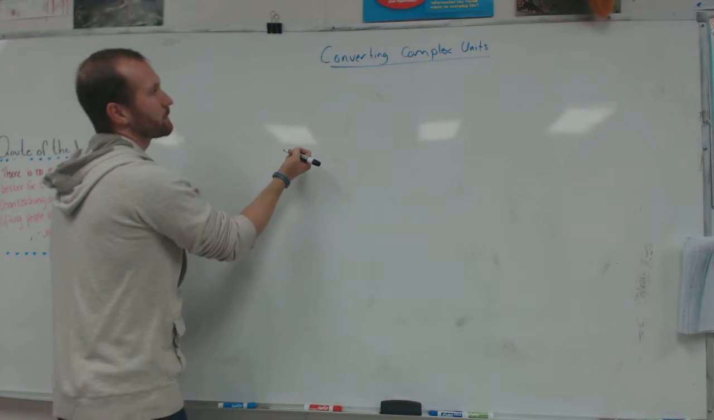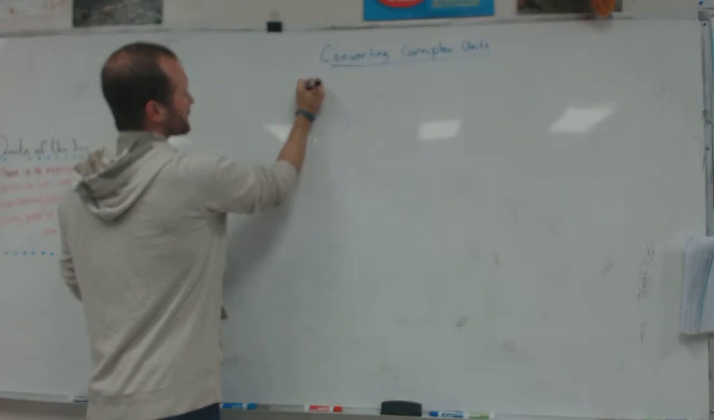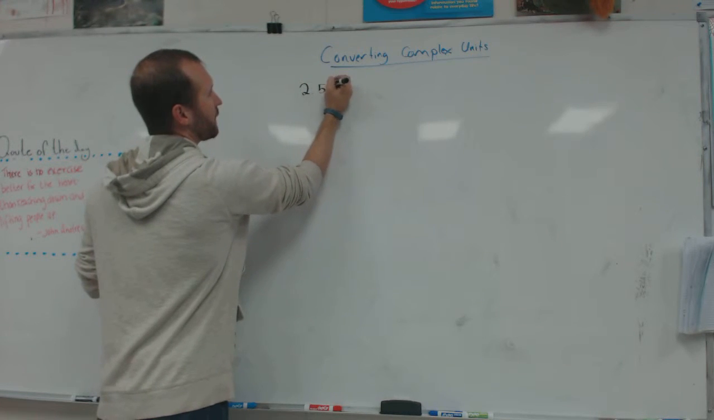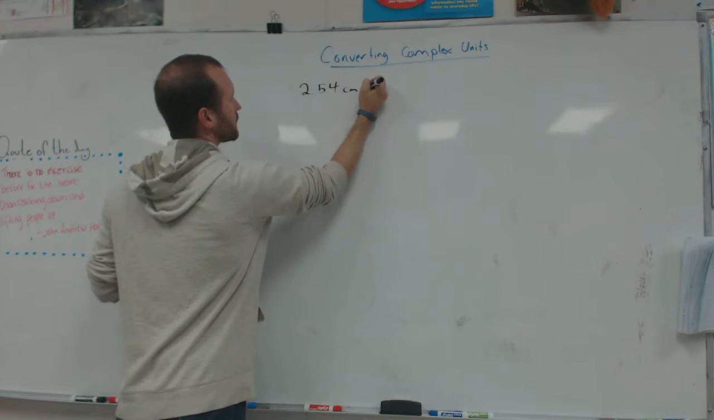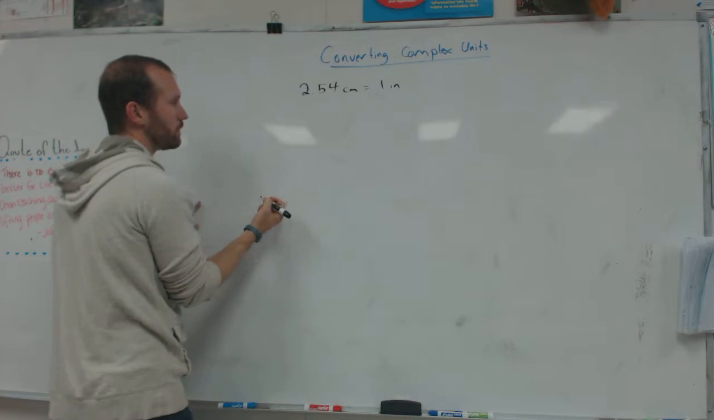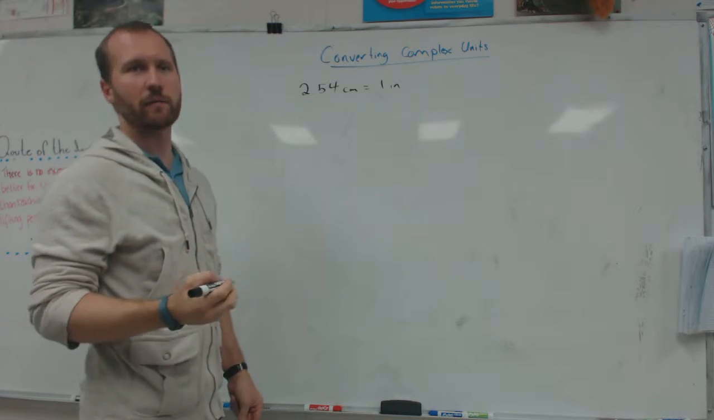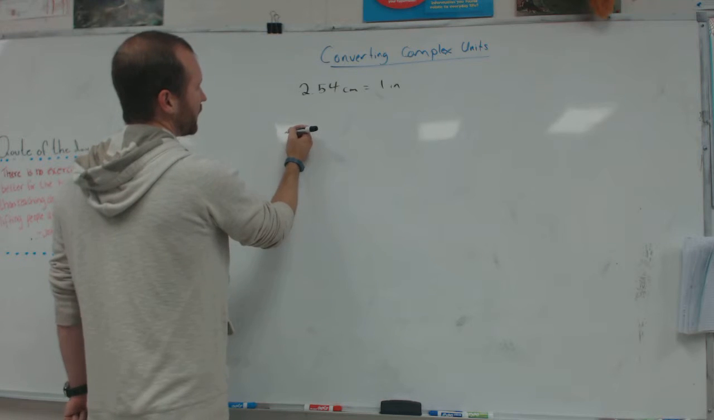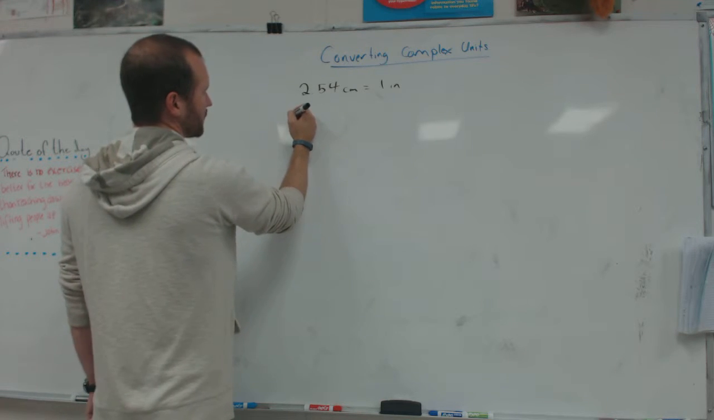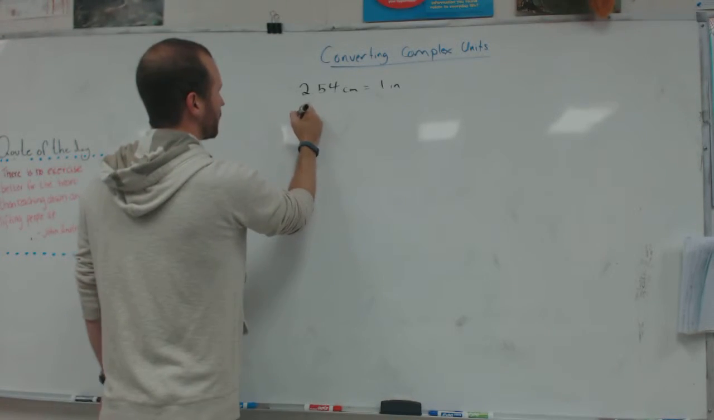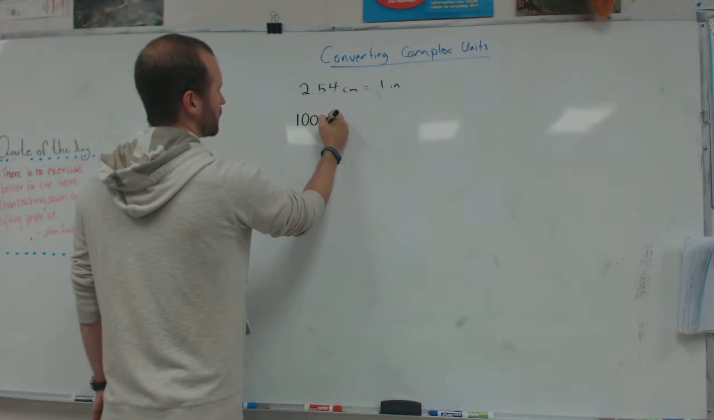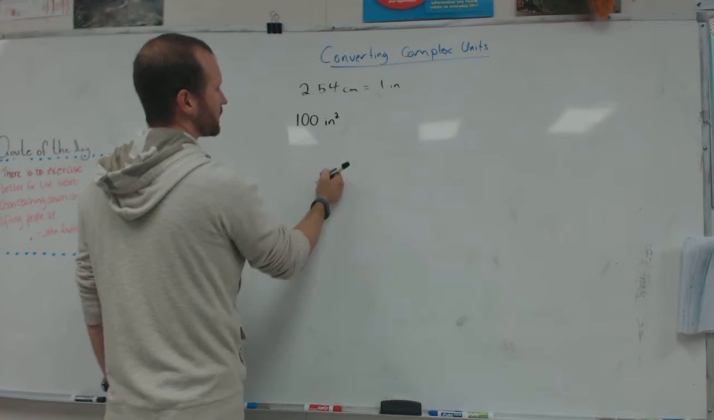Converting complex units. Let's say someone tells us 2.54 centimeters equals 1 inch. And then they give us a problem. I know that this board is, and I'm just going to make this up, 100 square inches in area.